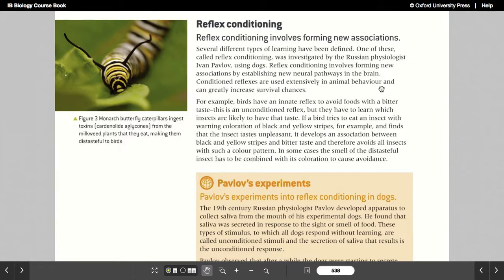In the case of the textbook, what they're talking about is birds having an innate reflex to avoid foods that have a bitter taste. So that's just something that they're born with. They don't have to eat something to know that it's going to have a bitter taste. They're kind of born with it. But then they are going to be conditioned to learn which things have that taste. So if they eat something that is black and yellow, and it doesn't taste good, they're going to stop eating things that are also black and yellow through association.